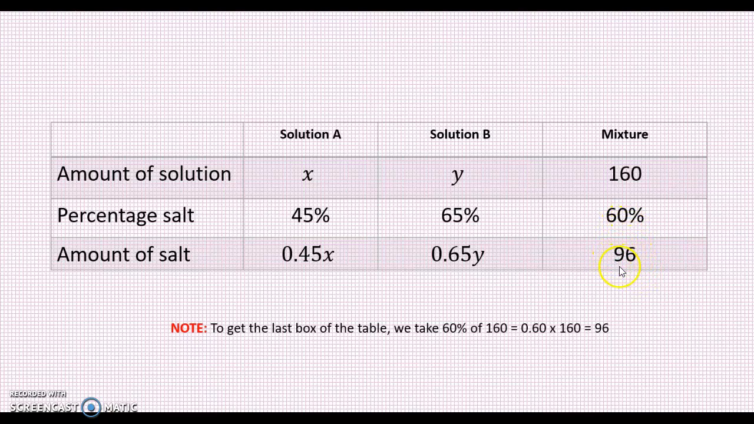And we get the amount of salt by multiplying down the column. 160 times 60%, we convert that to a decimal, which is 0.60, multiply and get 96. For solution A, we need to convert the 45% to a decimal, which is 0.45, and then we multiply down the column again to get 0.45X. For Y, our percent salt was 65%, we convert that to a decimal, 0.65, multiply down the column, and we get 0.65Y.